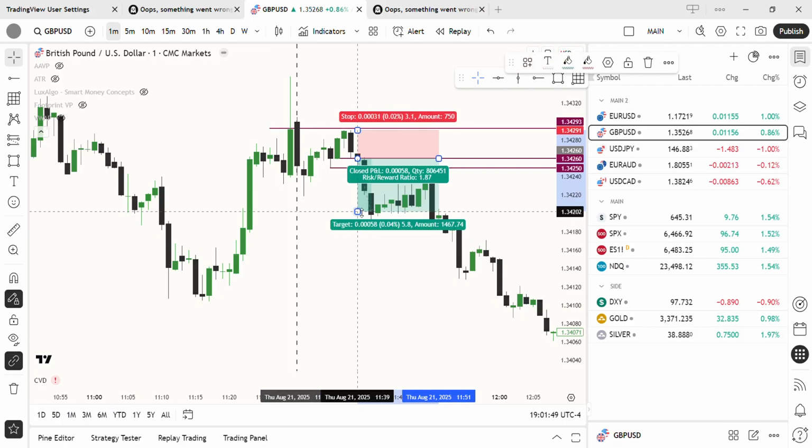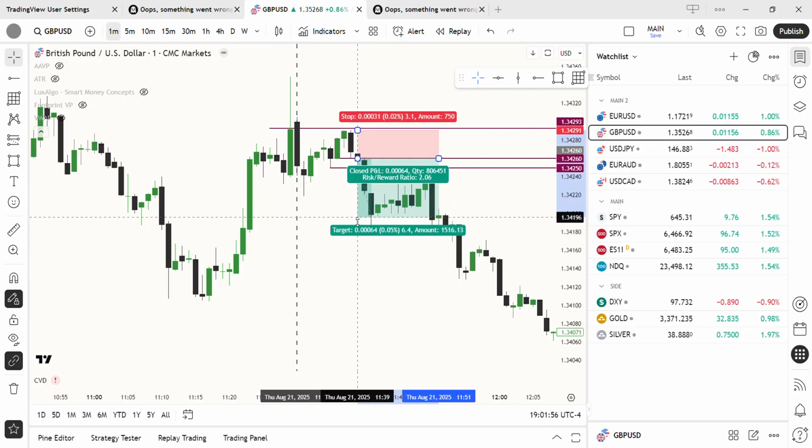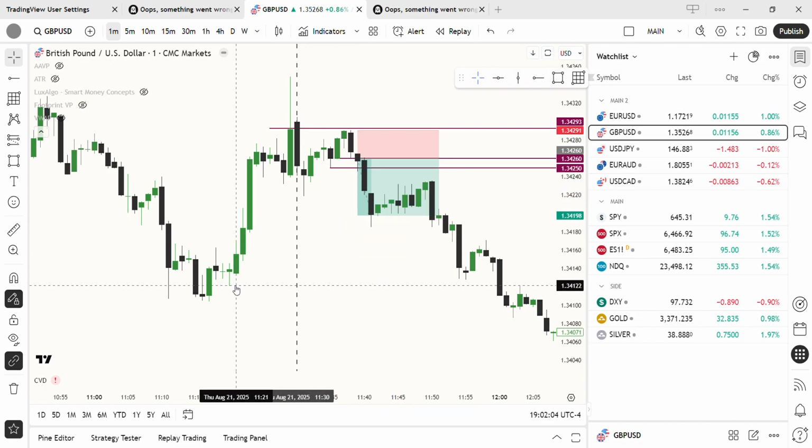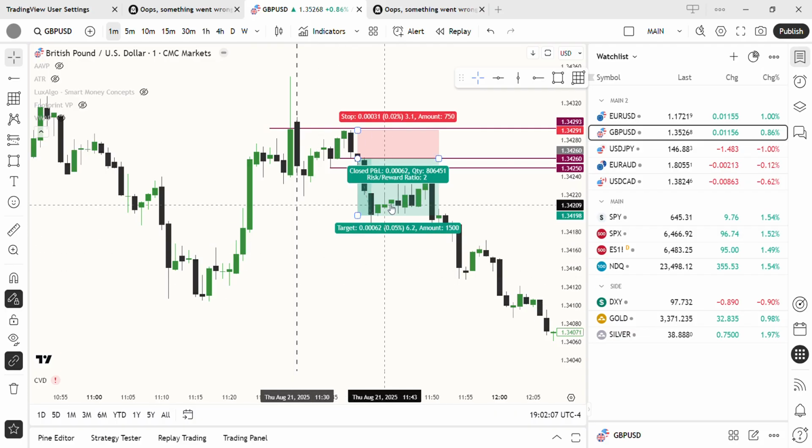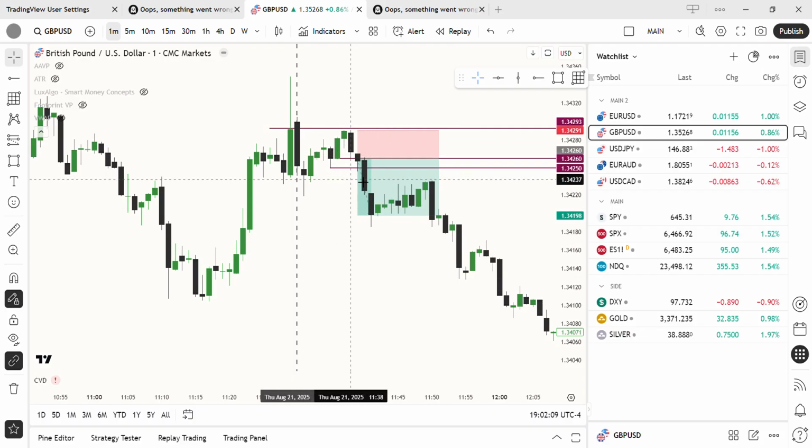Take profit. I mean, the bottom of this imbalance here, but I mean, that's not 2-to-1. Probably just target a 2-to-1. And then could also target down here, but that's a big move. So Class C setup.